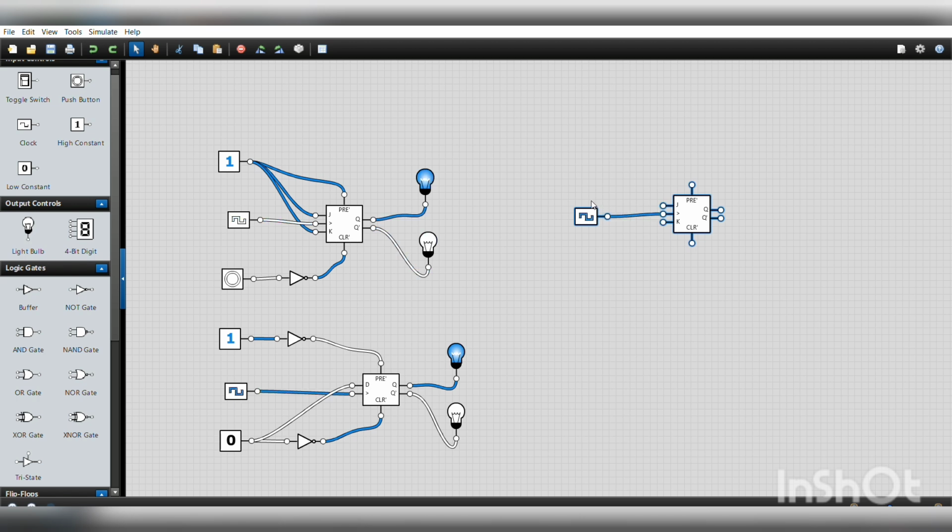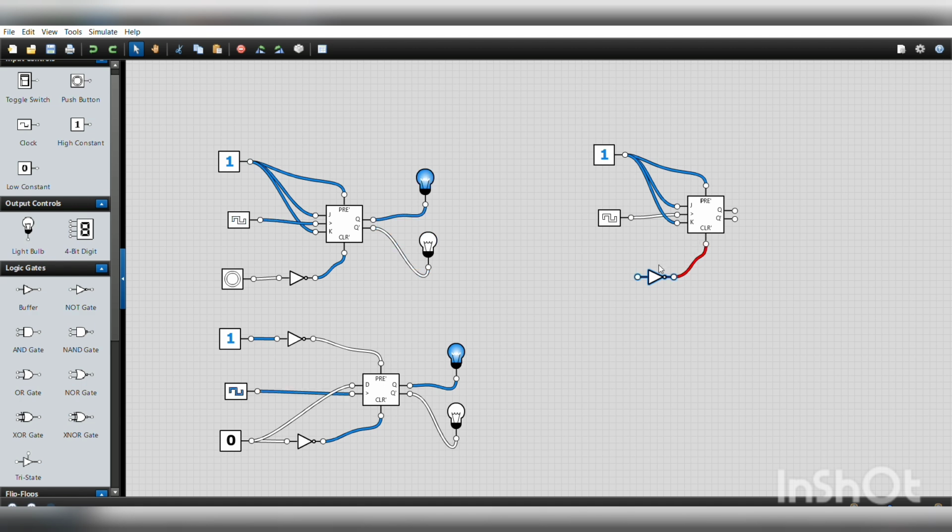For J and K, we have to give a high constant. So take this, give it for J, K, and also for the present state. And for the clear operation, I'm going to use a NOT gate. So I'm giving a NOT gate, connecting it to the clear.